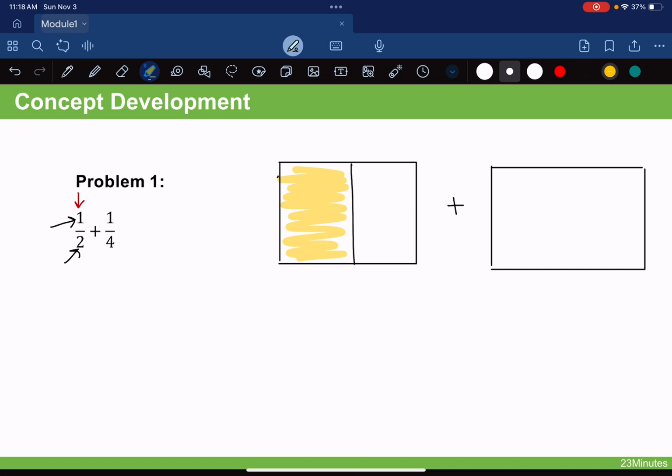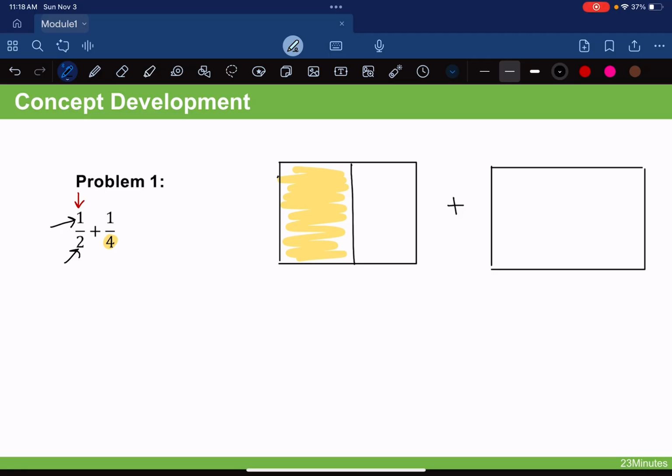With my fraction, my numerator is how many parts I am shading. My denominator is how many parts that I will have total. So for example, on 1/4, I will have a total of 4 parts.